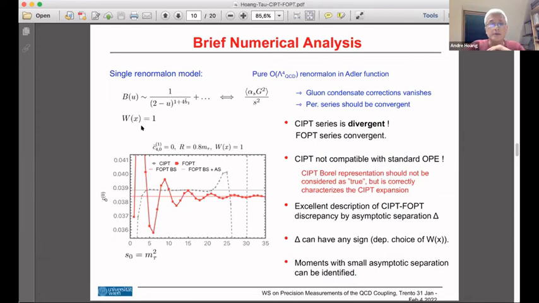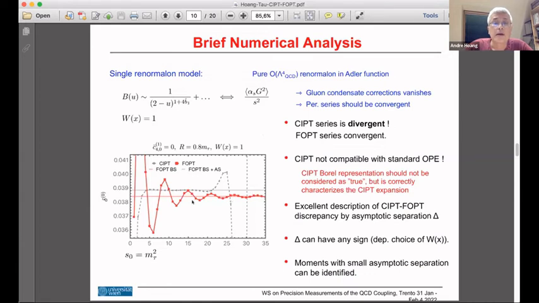It's just one, okay? So I'm not interested in direct relation. I'm just interested in seeing what CIPT and FOPT do. So in this, for moments of this kind, the gluon condensate does vanish because of the argument I told you earlier. And that means that if the standard association of renormalons and OPE is correct, perturbation theory should be convergent for such a moment. And you can see this is the result.